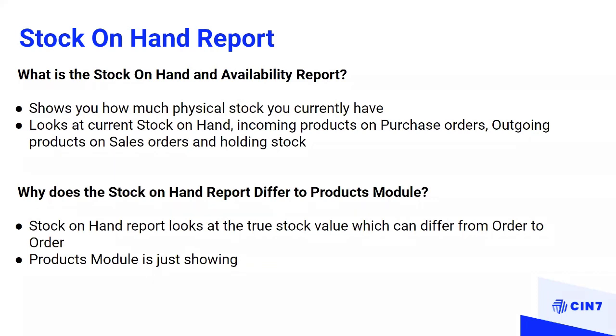One question we do normally get asked is why the stock on hand value is different to the products module cost that you have in the report. The reason for that is the stock on hand report looks at your true stock value. So if you have something such as freight or discounts in the purchase order, the value of the product will go up or down depending. So it takes it from the purchase order itself rather than from the products module cost.